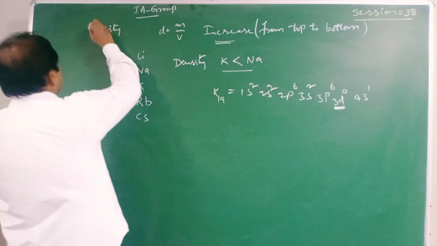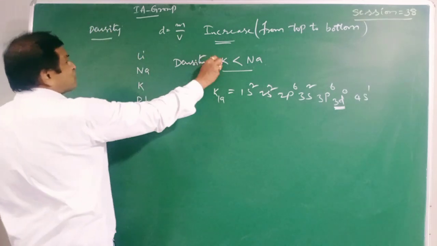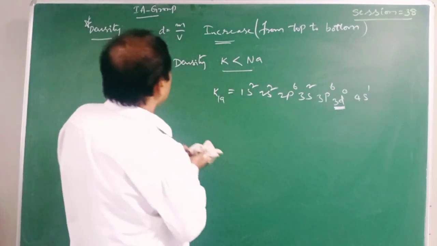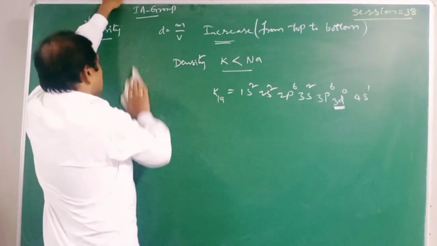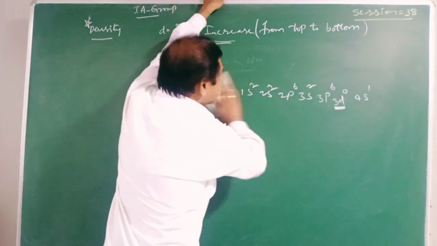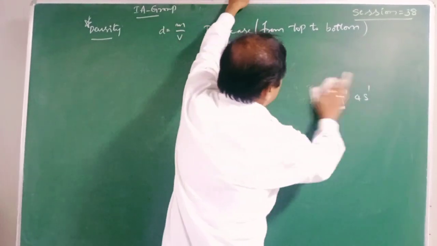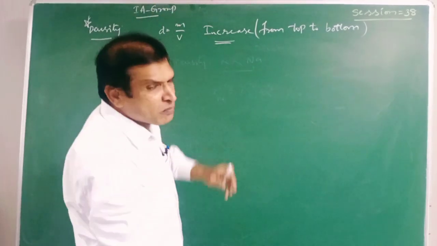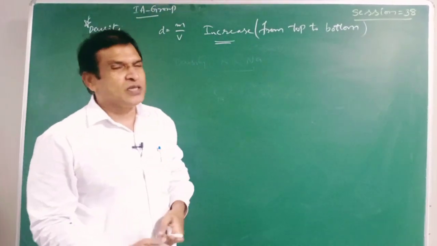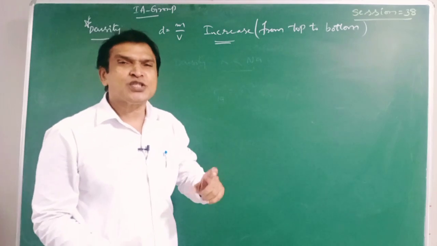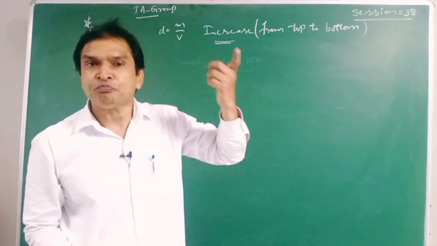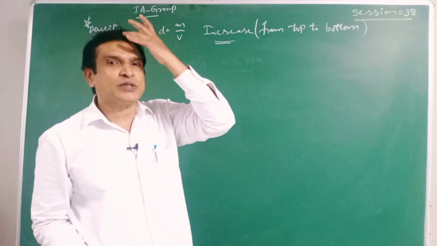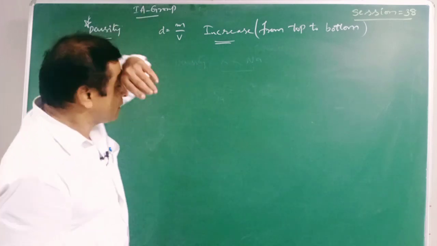So density is done. This is the important point. That is the density concept. Now let us proceed to the next concept. Overall, density is equal to mass by volume. From top to bottom, as atomic mass increases, densities increase down the group, but the density of potassium is less than sodium due to the presence of vacant 3d orbital. The atomic volume of potassium is greater.